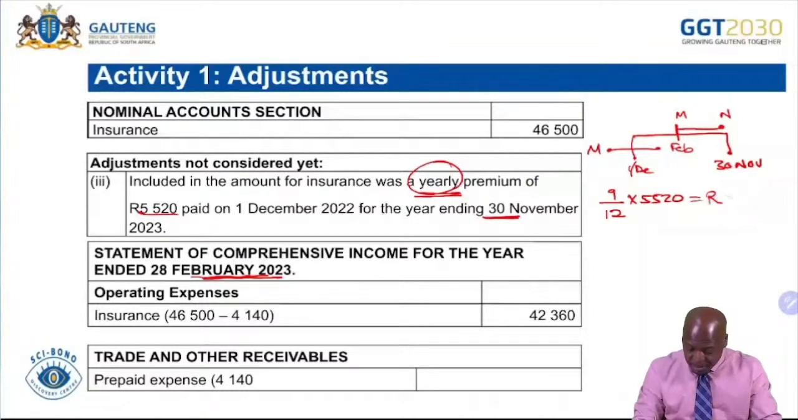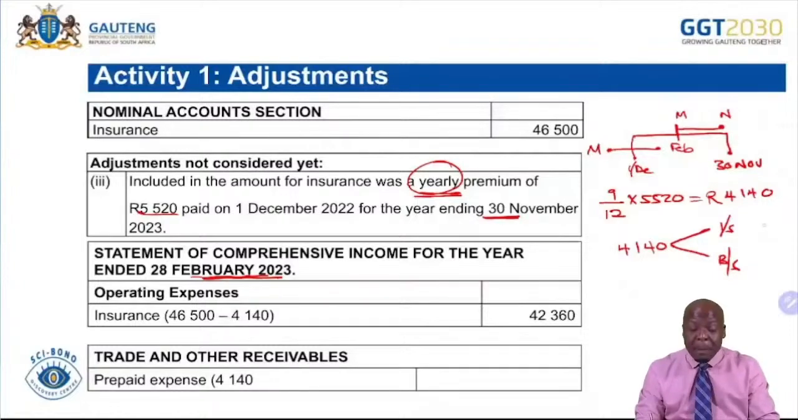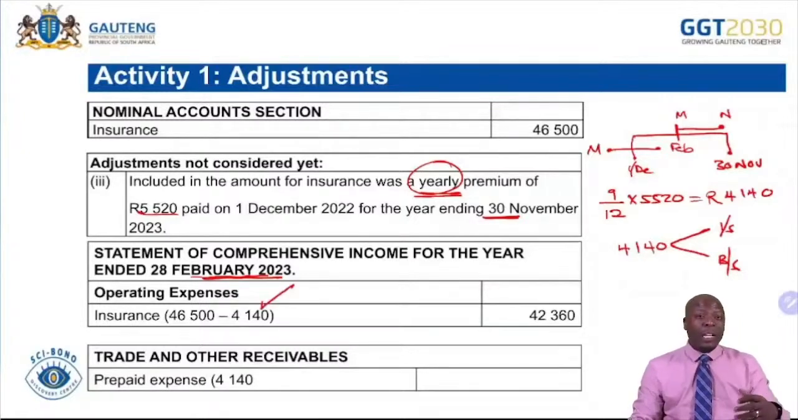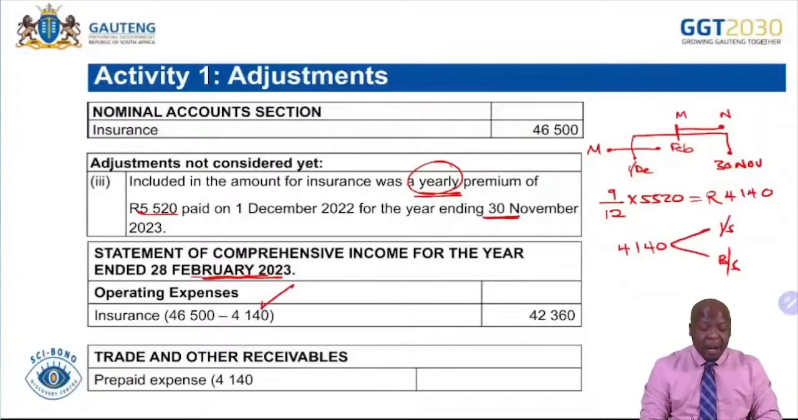Thank you. Someone says, Mr. Simbi, I'm getting 4,140. This is what we get, 4,140. This 4,140 becomes my adjustment. So I'm going to come here, it's 4,140. I'll adjust this in the income statement, and I'll also adjust it in the balance sheet. In the income statement, what is this? It's a prepaid expense. And the prepaid expense, I subtracted. Hence, you see here, I said minus. When an expense has been paid in advance, in the income statement, I minus it. Please take note of the signs, very important.